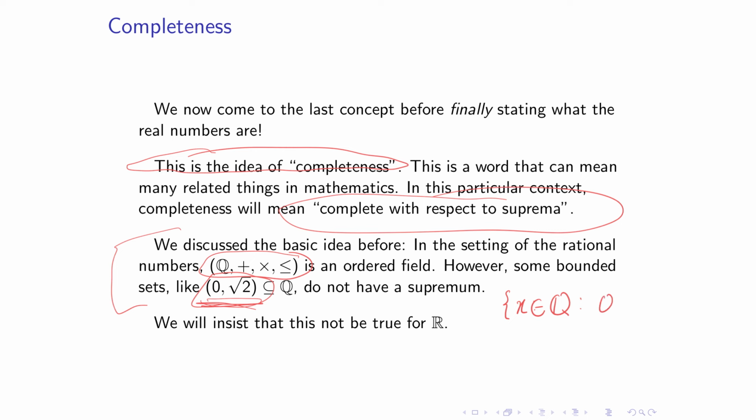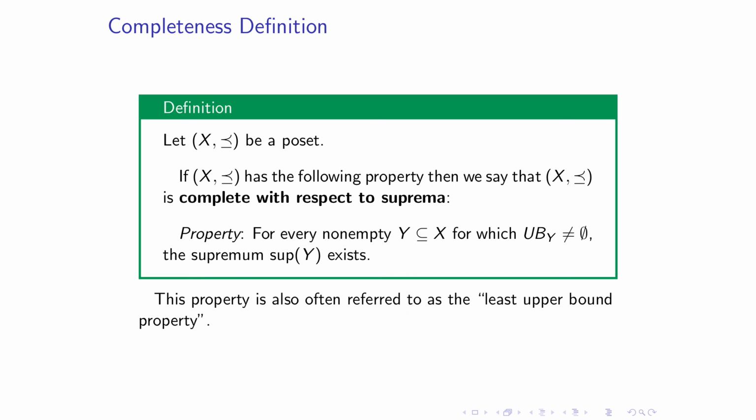x is strictly greater than 0, and also x squared should be less than 2. So when I talk about this interval from 0 to root 2, that's what I really mean if I want to write it without using concepts that come from the real numbers. So this is a set of rational numbers. It is bounded above, but it does not have a supremum, and that is a problem which will be fixed by the real numbers.